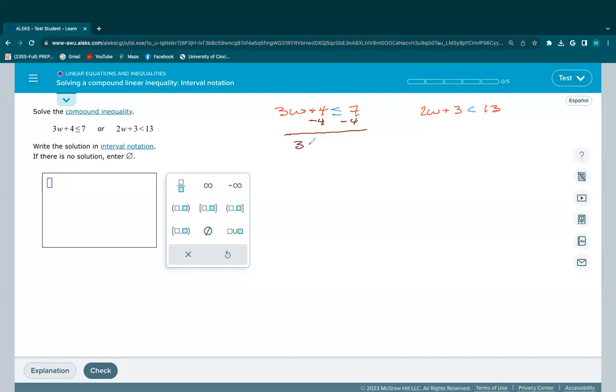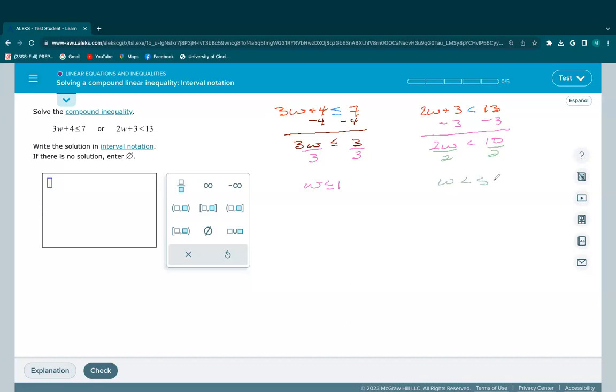And I get 3w, and I have 3. I'm going to keep that inequality there, and I'm going to divide both sides by 3. And I get w is less than or equal to 1. All right, so then the other one, I'm going to subtract 3 from both sides, and this gives me 2w is less than 10. Divide both sides by 2, and I get w is less than 5.